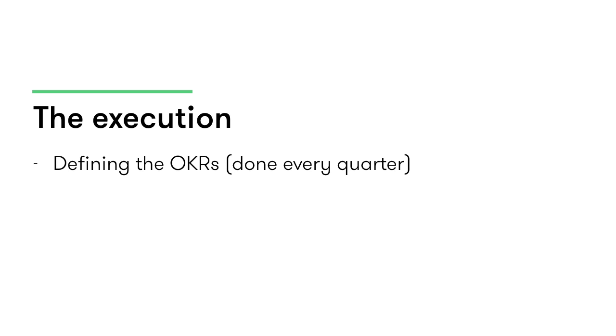So exactly how are we going to implement or execute this at Samsung? First, we're going to define the OKRs every quarter. Now, let's say we are in the 2nd quarter, which finishes at the end of June. So in the next 2 weeks, we're going to define the OKRs for the 3rd quarter. That's going to start the 1st of July. Okay. This is done only once every quarter.